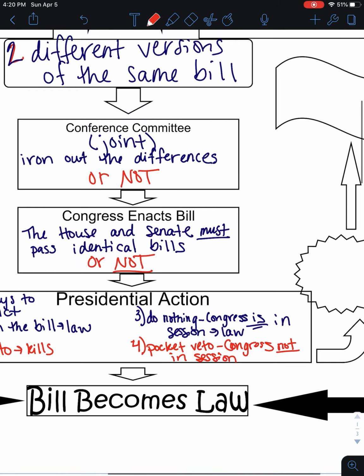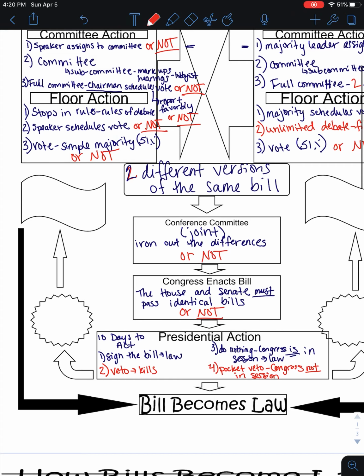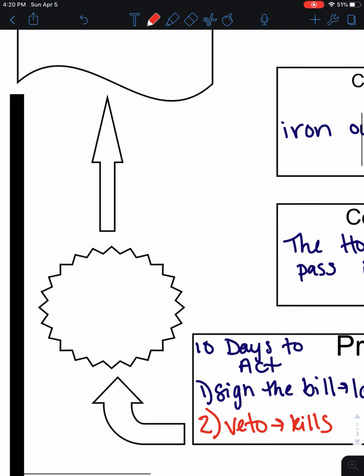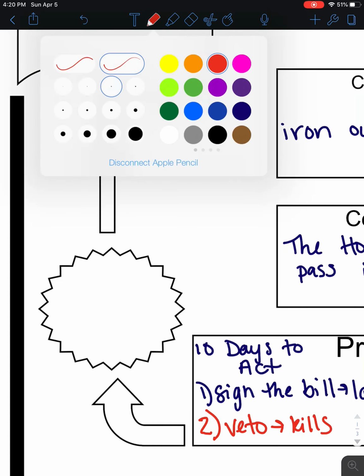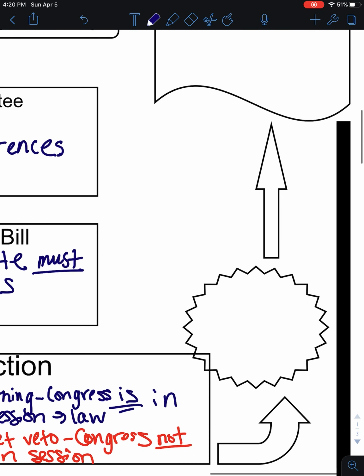All right. So what happens if the president vetoes, but both the House and the Senate like the bill and they want to push this forward? Well, then they can override the presidential veto. That's part of our checks and balances. So if they get a 2/3 vote in both houses, it becomes a law. They have to have 2/3.